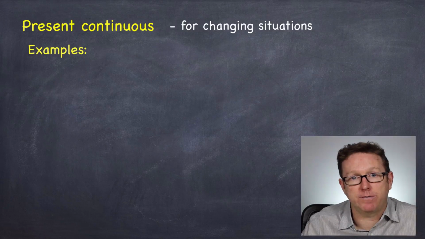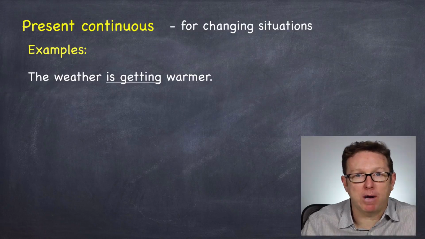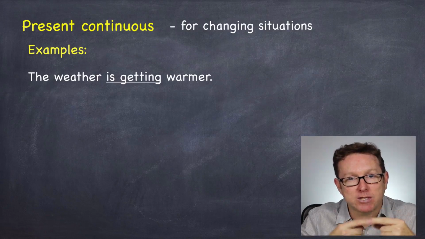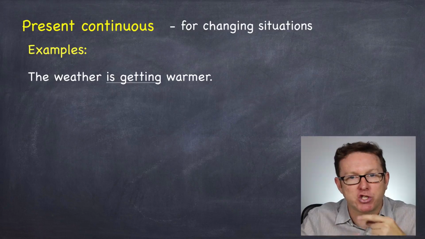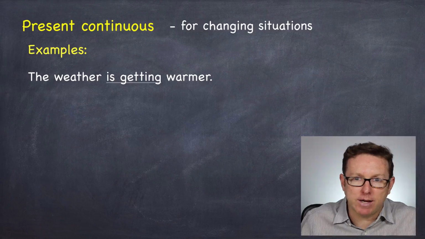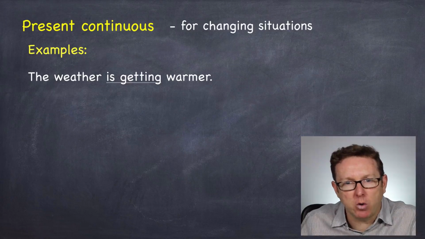And the last one here is for changing situations. The examples that I'm going to show you are: the weather is getting warmer. So we understand that the weather is changing, okay? So we're using that continuous tense. The weather is changing. It was cold last week. Today it's hot. The weather is getting warmer slowly.